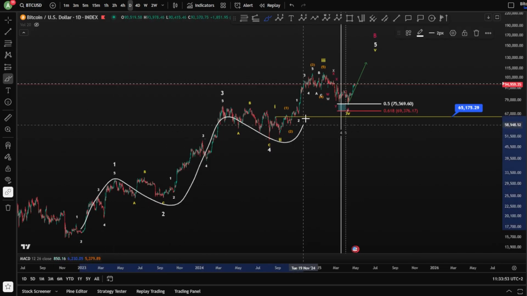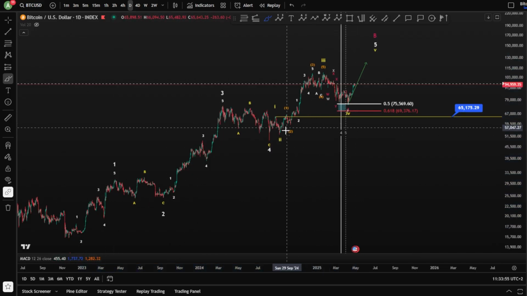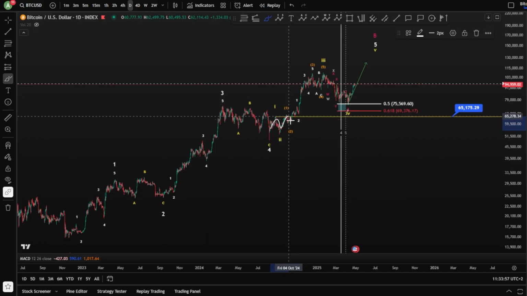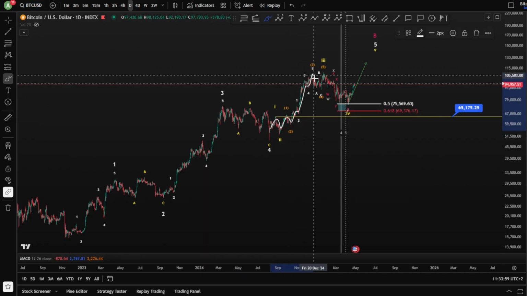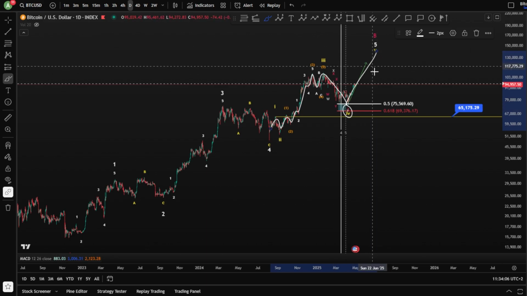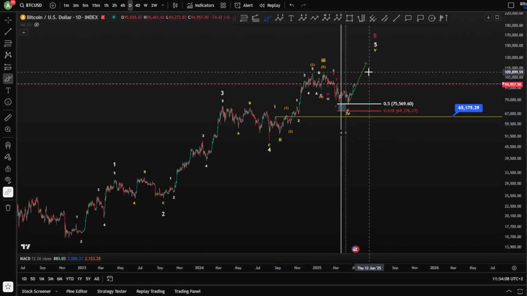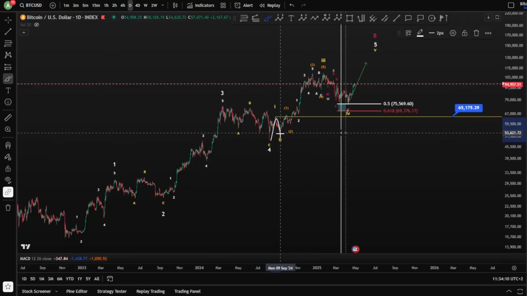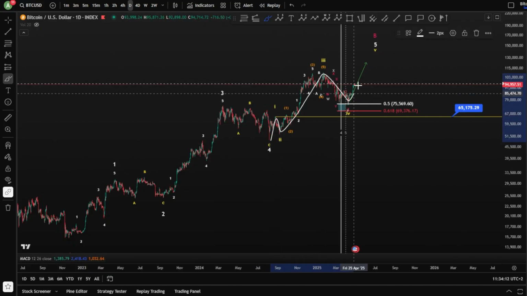You have a 1, 2, 3, 4 and a 5, of course unfinished, where you have a triple 1, 2, 1, 2, 3, 4, 5, 4 and a 5, and you're looking for a wave 4 here, and you're still looking for a wave 5 extended toward the upside. Inside this wave 5, you are looking at 1, 2, 3, 4 and a 5.